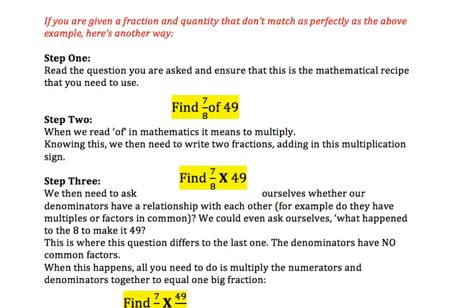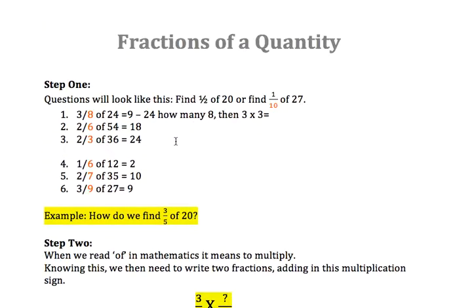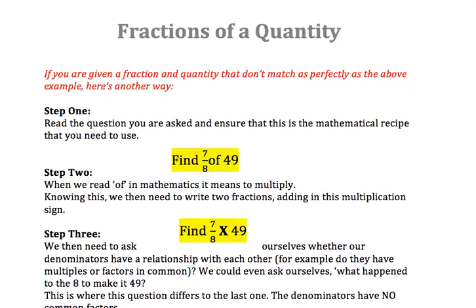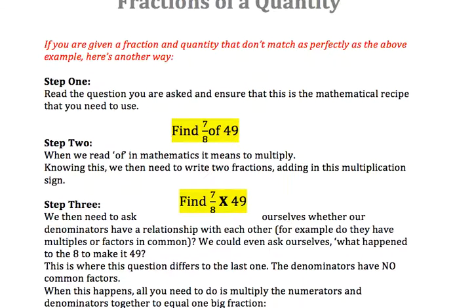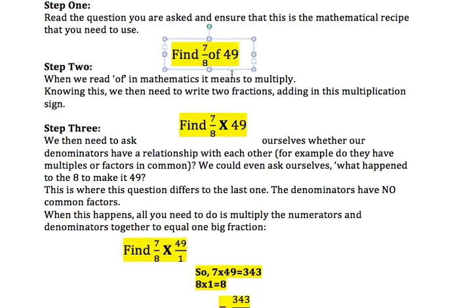It can be really helpful when we don't have a quantity that actually has common factors. In all of these, the denominator fits perfectly into the quantity. Sometimes that doesn't happen and you will need to figure it out this way. If your fraction does not match your quantity perfectly, then this is what you would do. Let's say we had a question like this. Find 7/8 of 49. 7 fits into 49, but 8 doesn't actually fit into 49.